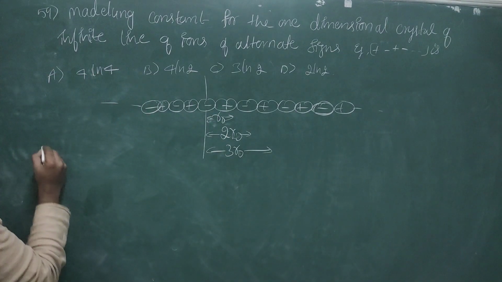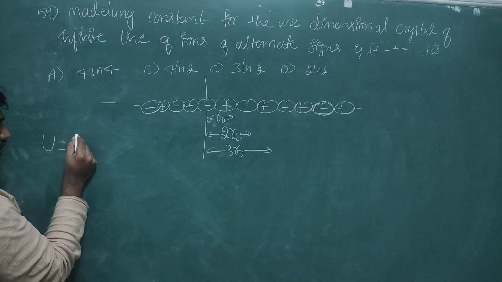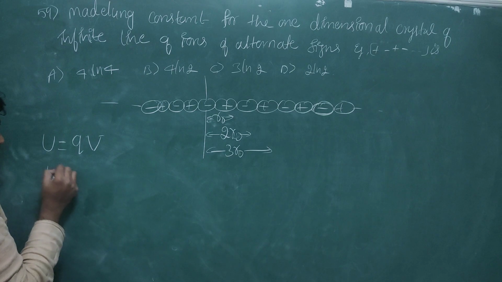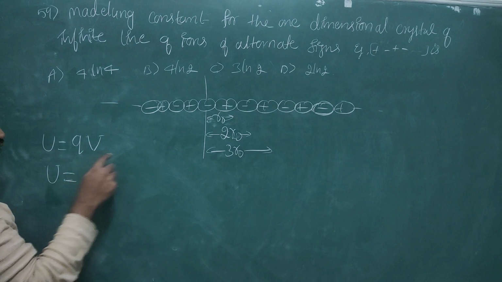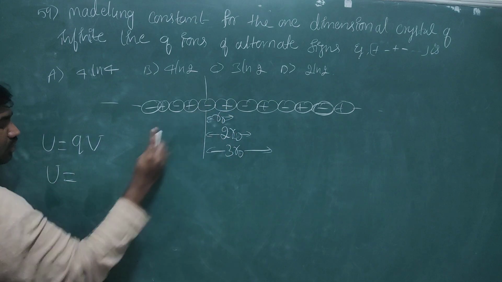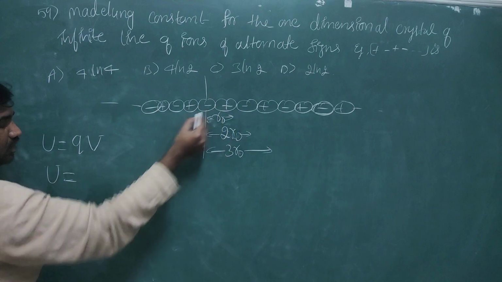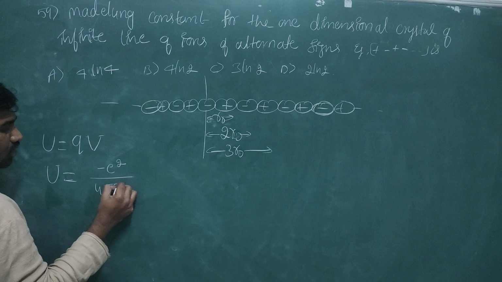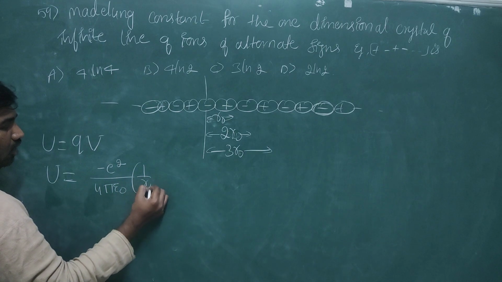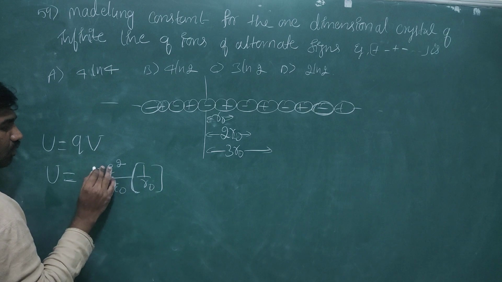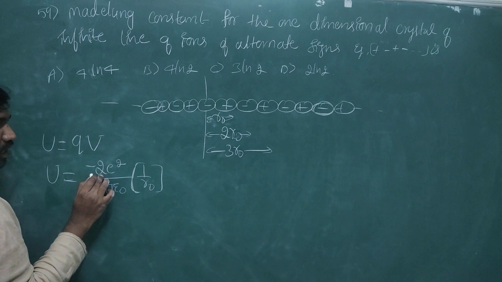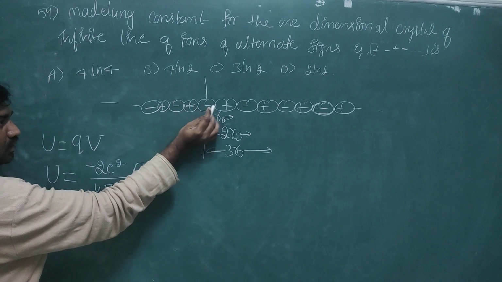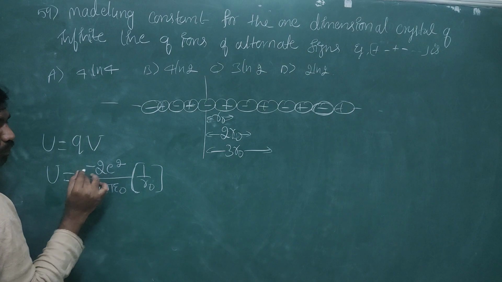We know that the potential energy U is equal to charge into potential. So the total potential energy U is equal to Q. For these two charges, I take minus Q plus Q, which is minus e square divided by 4 pi epsilon naught into 1 by r naught. And here I write 2, because for this ion one more charge is there on the other side. So there are 2 ions.